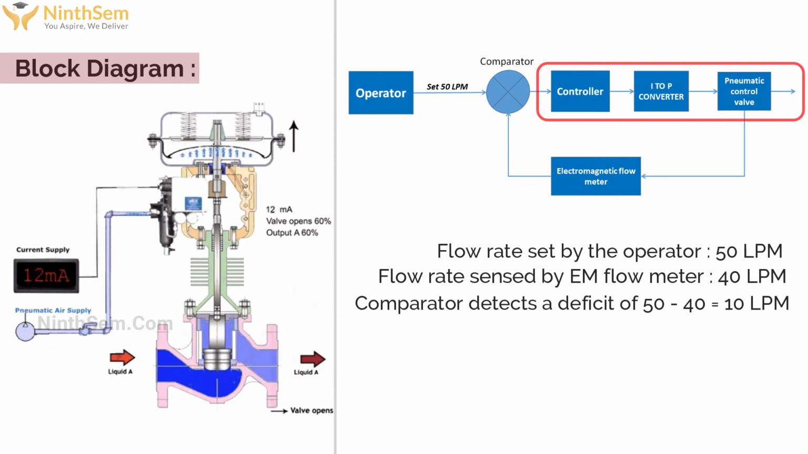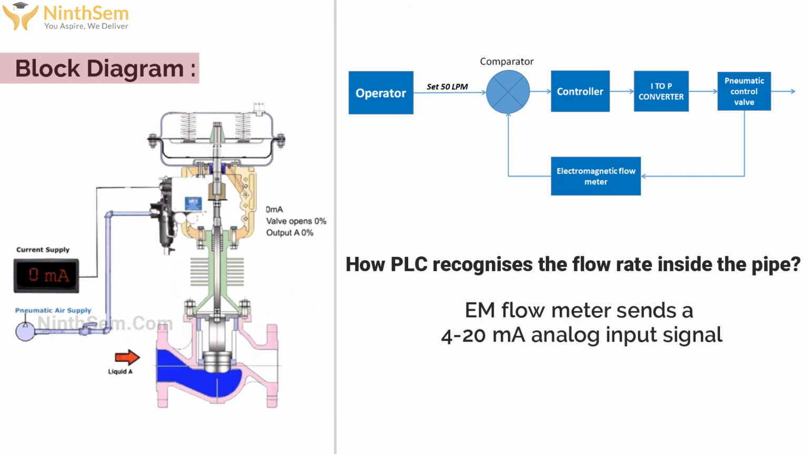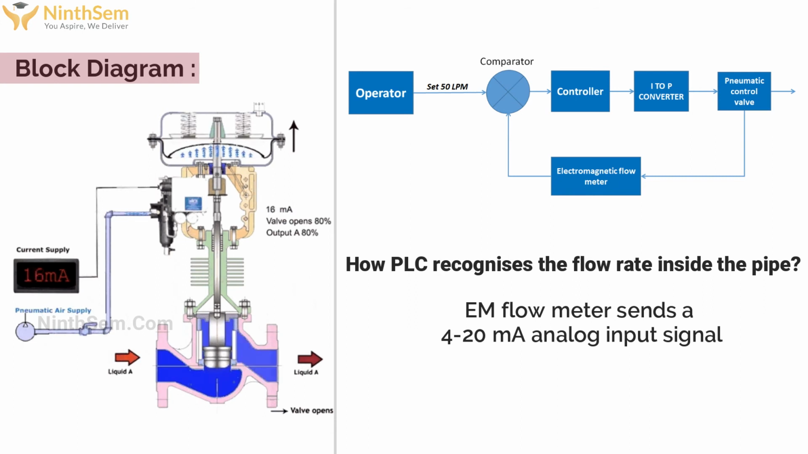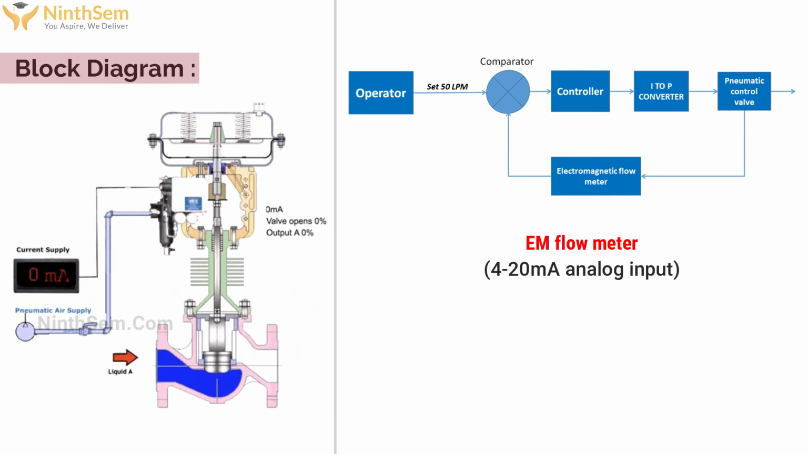So what will happen? How does the PLC recognize that the flow inside the pipe is 40 lpm? That means the electromagnetic flow meter gives some signal to the PLC. What is that signal? That signal is an analog input signal, which is 4 to 20 milliamp. The theory part of the electromagnetic flow meter I have told already in my second section. You can follow.